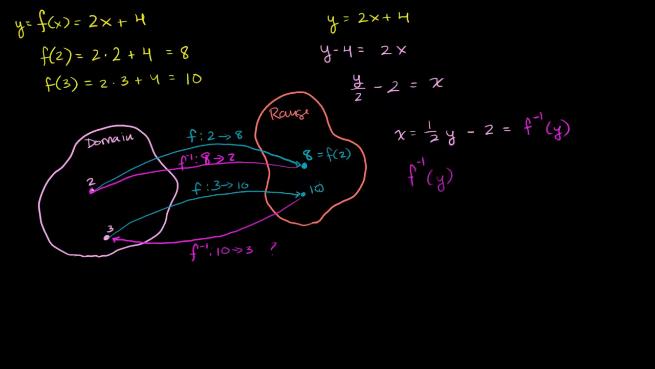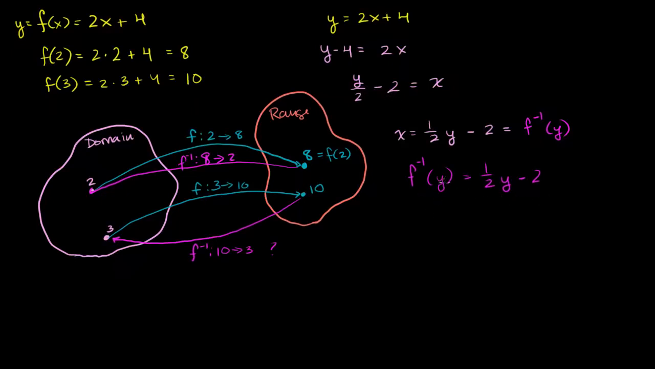So now the range is the domain for f inverse. F inverse as a function of y is equal to 1/2 y minus 2. So all we did is we started with our original function, y is equal to 2x plus 4. We solved for y in terms of x. Then we do a little bit of algebra, solve for x in terms of y, and we say that is our inverse as a function of y, which is right over here.